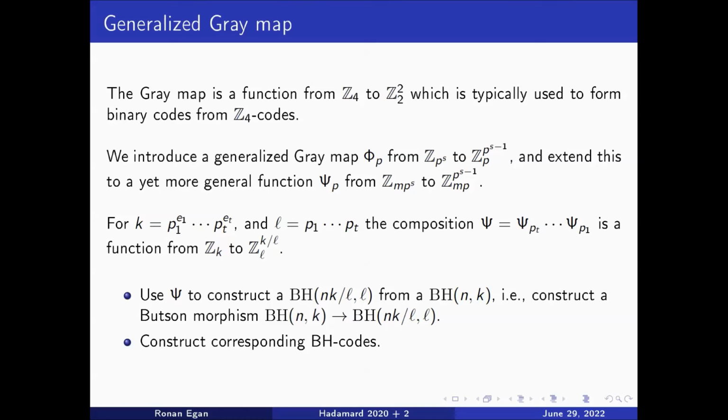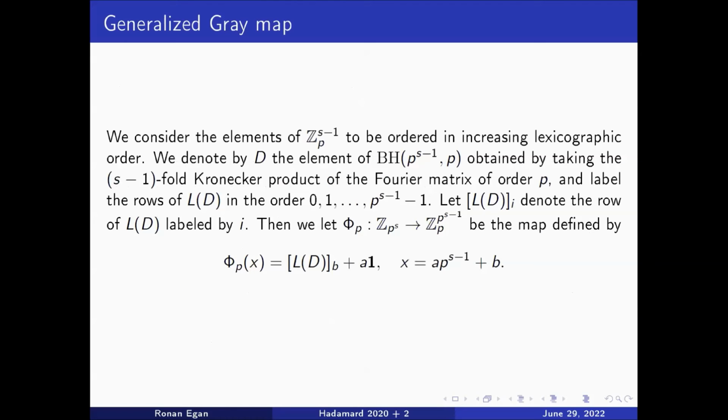And then, of course, we apply this stuff to the BH codes and we track what happens too. But I want to talk a little bit about just this map and how we get to the bigger Butson matrices over the smaller phase. So start off with just looking at prime power, and then we'll kind of naturally generalize that a little bit. Okay, so we start off with elements in Z_p to the s minus 1, order them. Okay, we've ordered them increasingly. And then again, we have this matrix D that we mentioned before. So we know that this is a Butson matrix. It's, in this case, the s minus 1-fold Kronecker product of the Fourier matrix with itself.